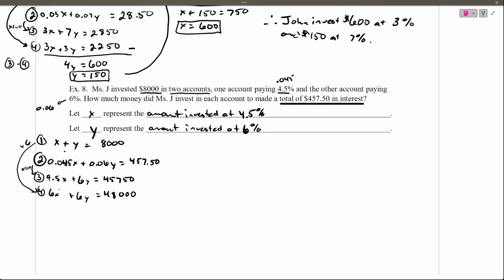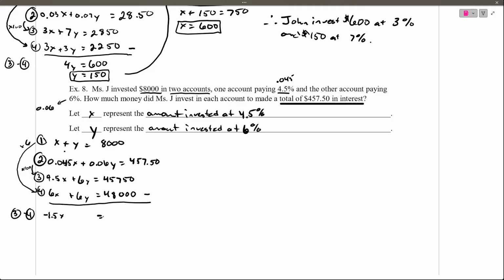Now, our x's don't match, but our y's do, and they're the same sign. So we have to subtract. We're going to take this whole thing and subtract. We're doing 3 minus 4. So 4.5 minus 6 is going to give us negative 1.5. So negative 1.5x. 6 minus 6, that just goes away.